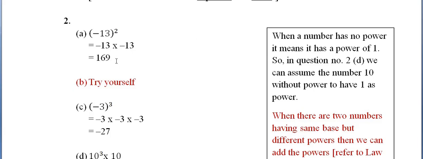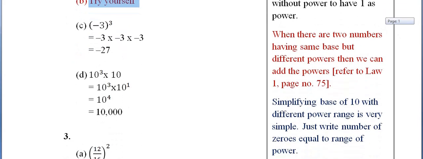So you need to multiply 13 into 13. If you know the squares up to 20, it will be very helpful for you in the examination. So 13 square is equal to 169. You can try question number B by yourself. And now let us move on to question number C. This minus 3 is to be repeated 3 times.